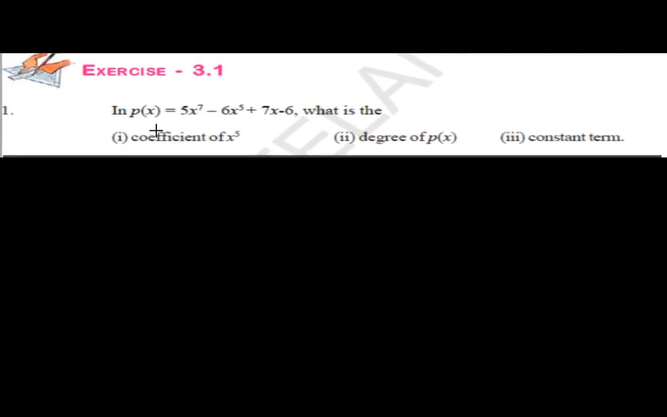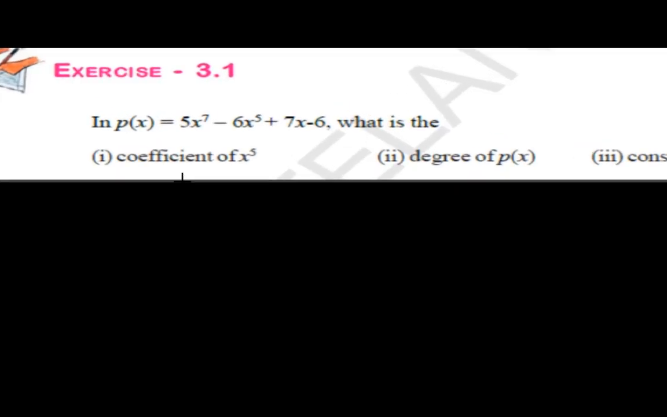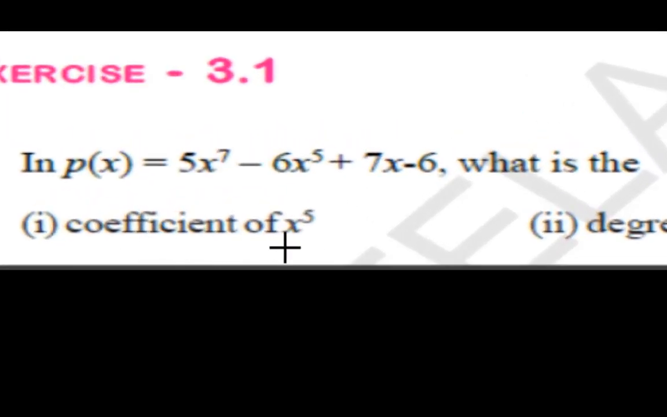So here in this question we are given a polynomial which has variable x. It is given as 5 into x power 7 minus 6 into x power 5 plus 7 into x minus 6. And for this polynomial we need to find out the coefficient of x power 5, the degree of p of x, and the constant term. Now let us see the first question, that is the coefficient of x power 5.